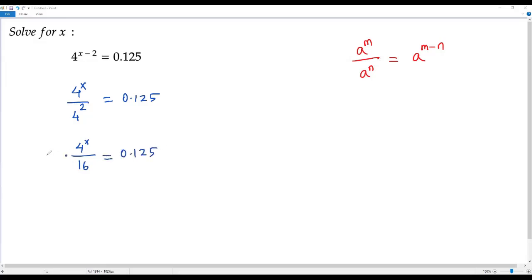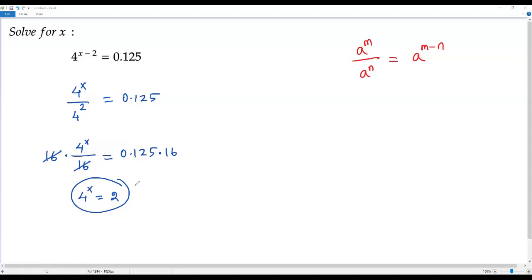Now let me multiply both sides by 16. When I multiply both sides by 16, the 16 and 16 will cancel. I'm getting 4 to the x power equals, when I multiply 0.125 by 16, 2. Now to solve for x in this exponential equation, I have to get the same base on both sides. Once I get the same base on both sides, I can equate the exponents and solve for x.